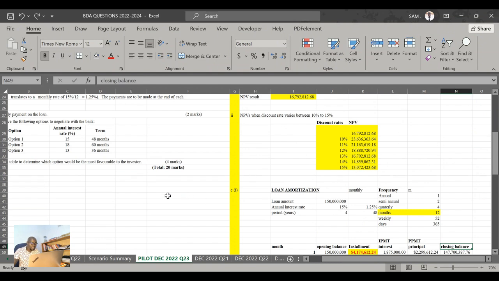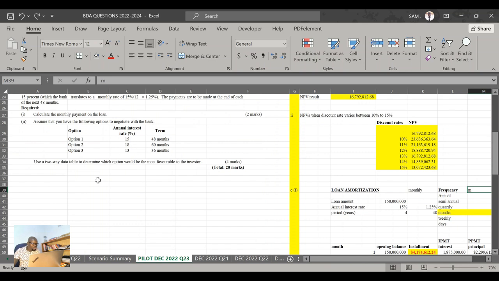Now, I'm here to take you through this concept. How do we apply two-way data table, which the examiner is also telling us here by saying, use a two-way data table to determine which option will be most favorable to the investor. An investor has these options from the bank. The bank is telling you, we can give you the 150 million loan and you repay back at a 15% interest rate per annum, and you repay back within 48 months.